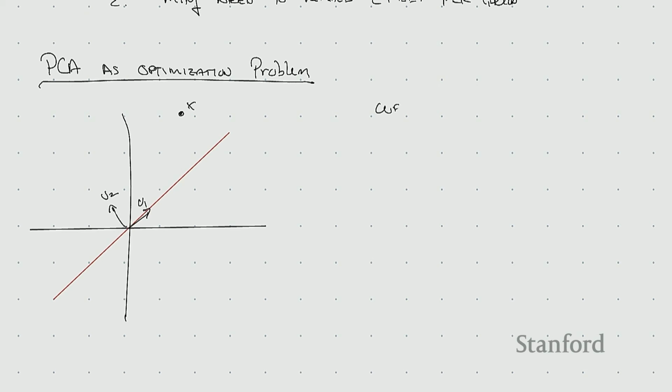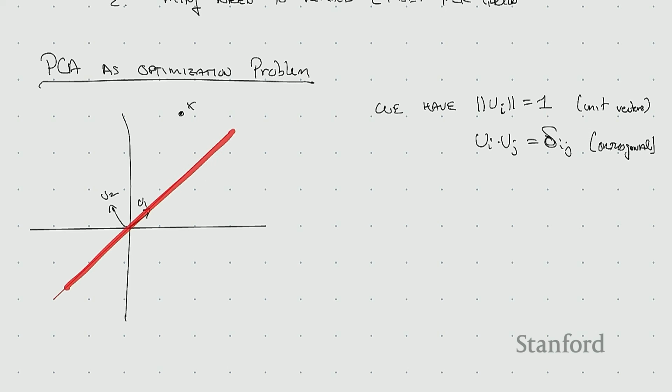These are unit vectors, the norm of mu_i equals 1. So unit vectors, and they're orthogonal: mu_i dot mu_j equals 0, or equals delta_ij. Okay, so how do you find the closest point on this line to x? Well, this line can be parameterized as t times mu1 for t an element of R. It's just a one-dimensional line.